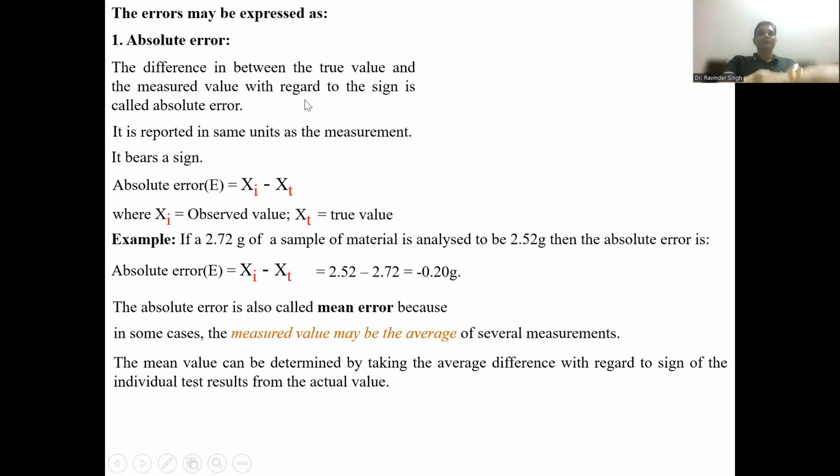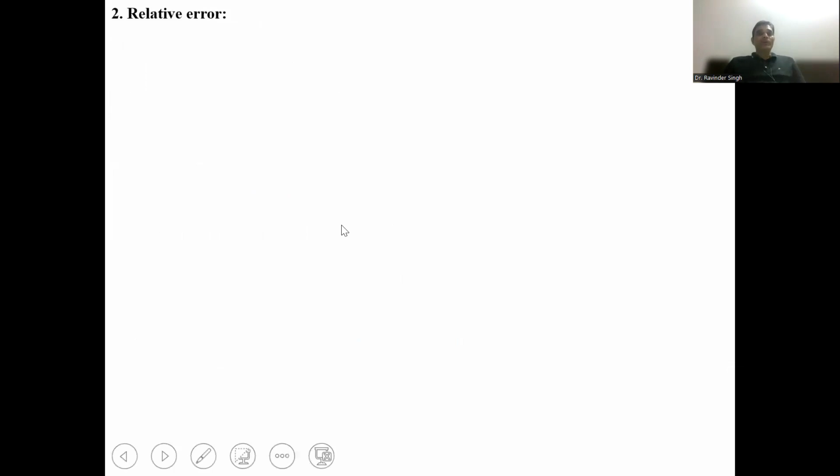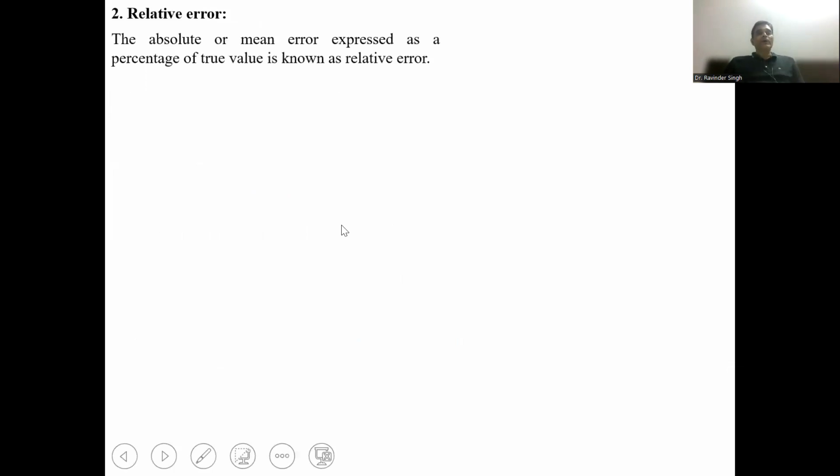Next one is the relative error. The absolute or the mean error expressed as a percentage of the true value is called the relative error. So that's the difference between the absolute error and the relative error, and it is generally expressed in terms of the percentage error.